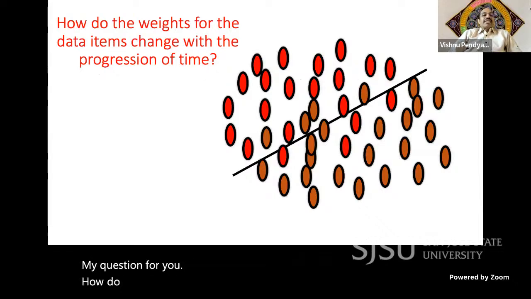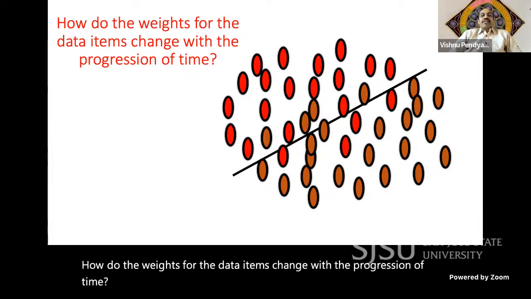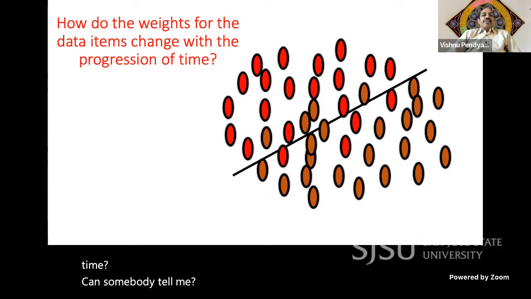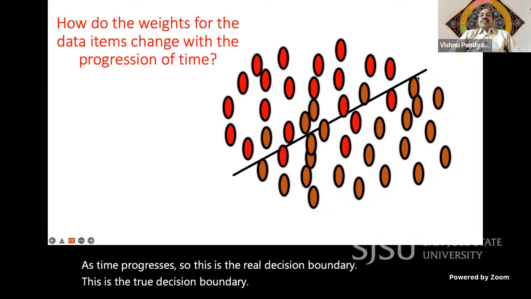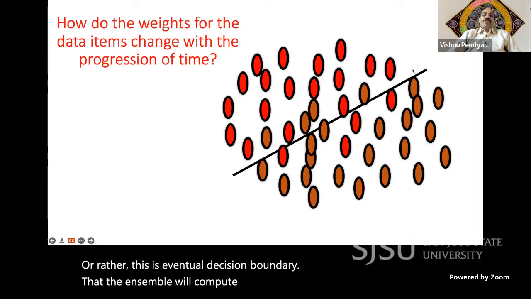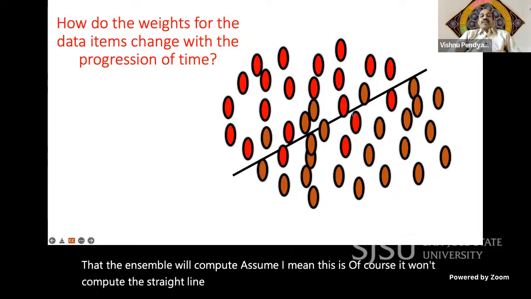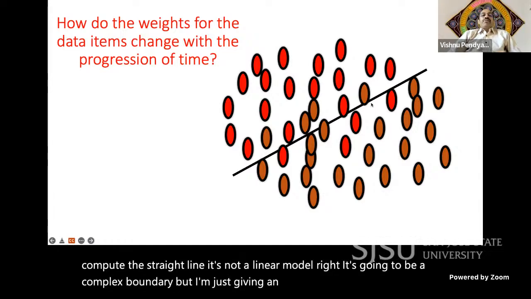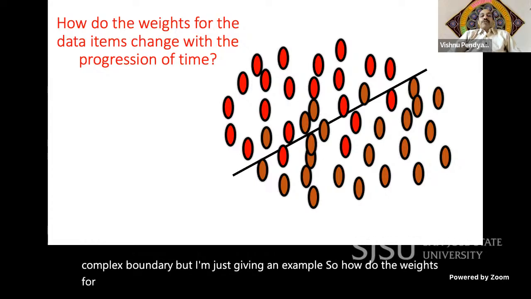Now a question for you. How do the weights for the data items change with the progression of time? Can somebody tell me? So as time progresses, this is the real decision boundary. This is the true decision boundary. Or rather, this is the eventual decision boundary that the ensemble will compute. Of course, it won't compute a straight line. It's not a linear model, right? It's going to be a complex boundary, but I'm just giving an example. So how do the weights for the data items change with the progression of time?